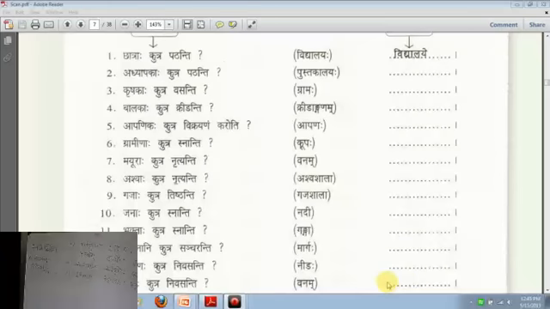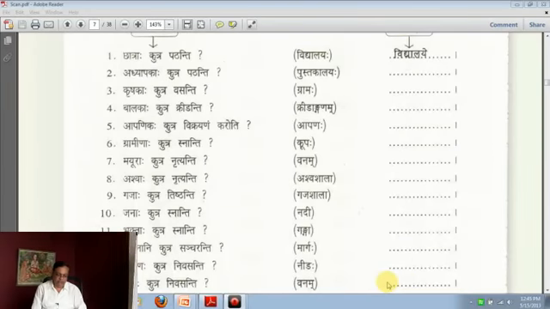Gajaha Gajashalayam Tishtanti. Elephants stay in a place meant for them, the Gajashala. Elephants stand. What is it called? Yes, in Gajashala.